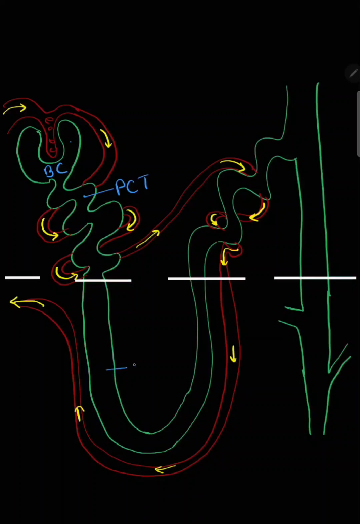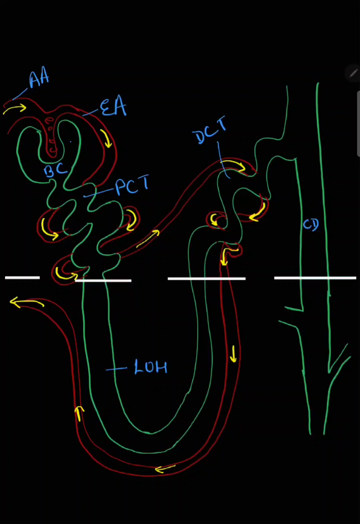This U-shaped portion is called the loop of Henle or Henle's loop. This other curved portion, which is at a distance from the Bowman's capsule, is called the DCT, or distal convoluted tubule, and this pipe-like tubular structure is called the collecting duct. Now, here we have the afferent arteriole and this one is the efferent arteriole.